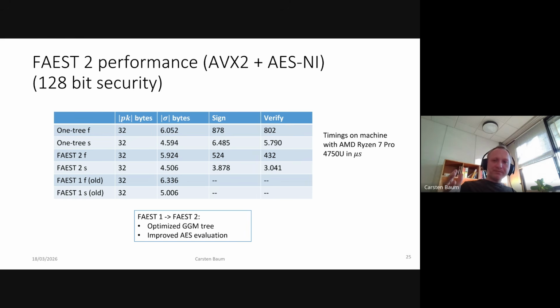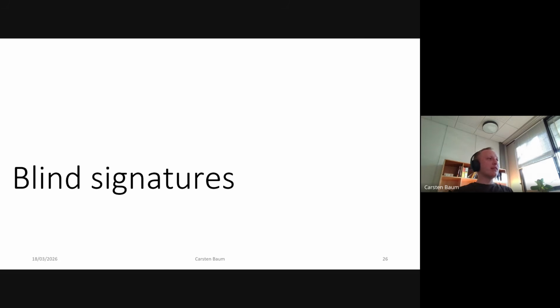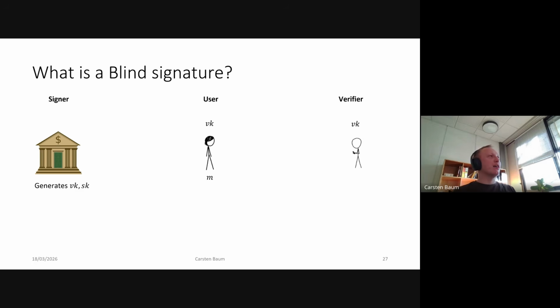Anyways, as I said, we have a signature, but it's actually a full-blown non-interactive zero-knowledge proof system. So what else can we do with it? And one thought that we had was, let's build a blind signature scheme out of it while we're at it. What is a blind signature? The way it works is you not just have a signer and a verifier, you have a signer, a user, and a verifier. So the user has a message.